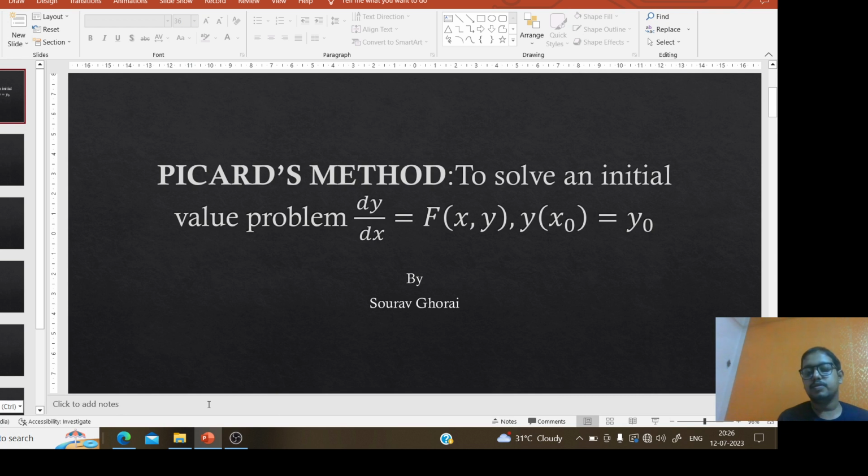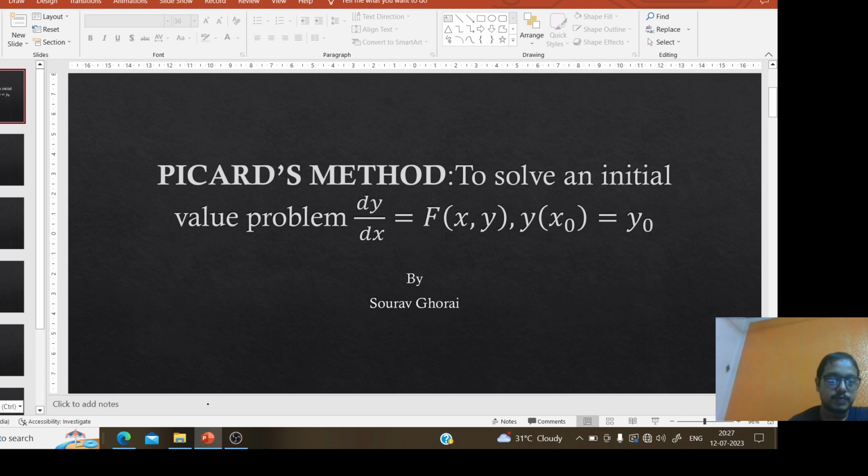So here today we will discuss how to solve the initial value problem of the first order by using Picard's method. First we will discuss how to proceed to solve any initial value problem using Picard's method, and then we will solve two problems for finding the solution of an initial value problem of a first order differential equation by using Picard's method.